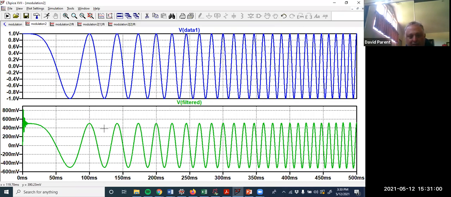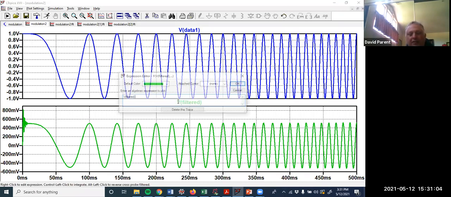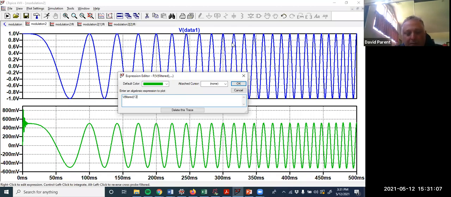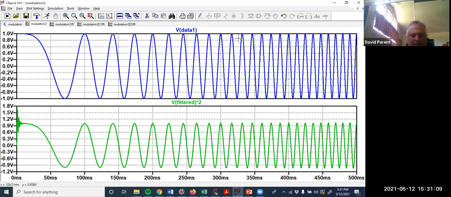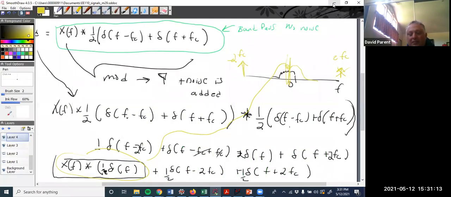And yeah, it's attenuated. And I think all I have to do, if I recall, is multiply it by 2. And I'm getting about the same thing. So that's really it. Okay.